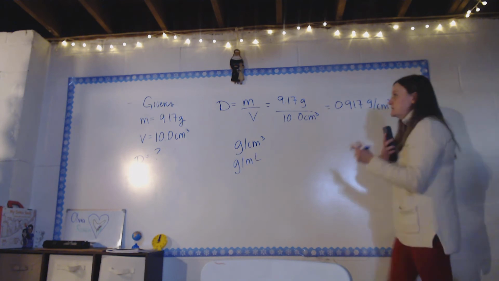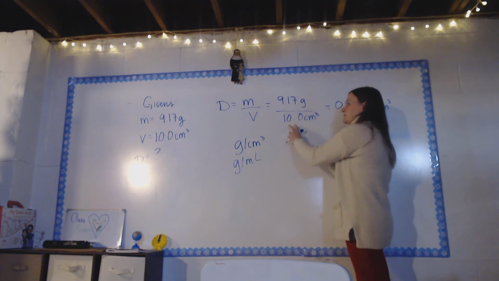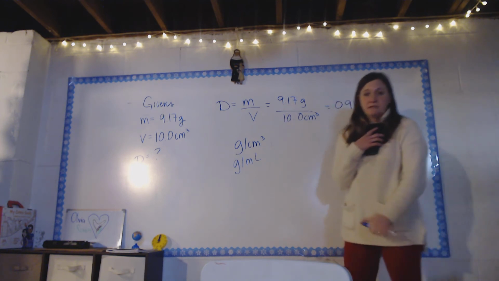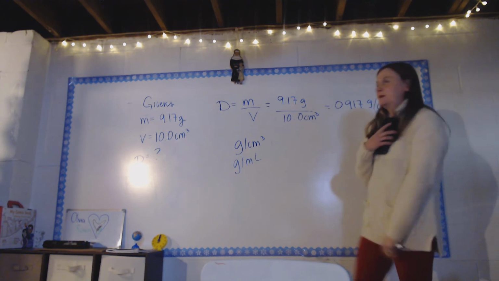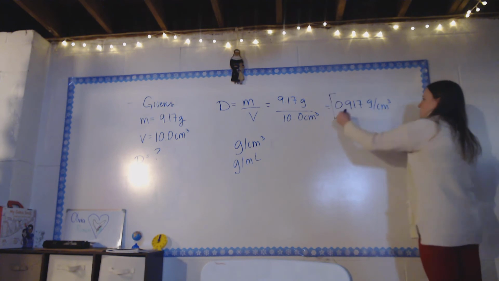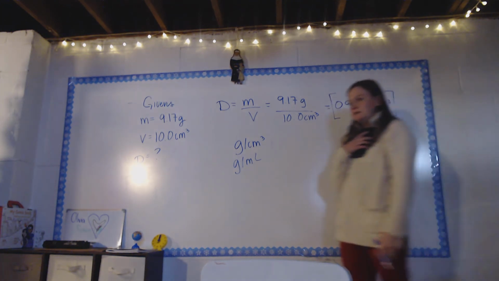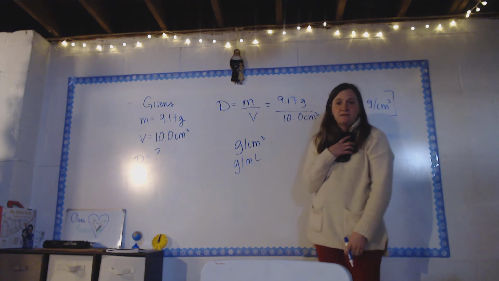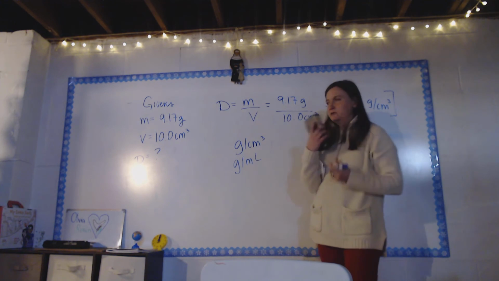Now let's check the sig figs. We're dividing. I have a number with 3 sig figs. I have another number with 3 sig figs. So when I'm dividing, I can have 3 sig figs in my answer. And that's what I have here, 0.917 grams per centimeter cubed. Actually it happens to be a little bit less dense than liquid water. Liquid water has a density of 1. And so this is why you see ice often float if you put it in a drink or a glass.